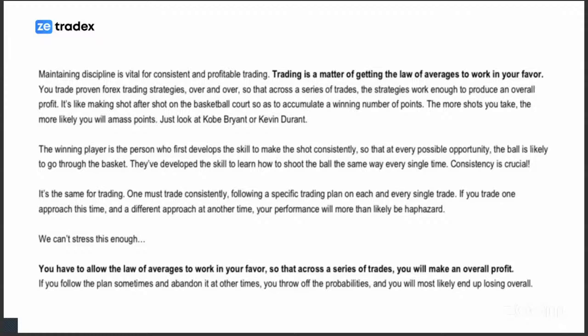Maintaining discipline also is vital for consistent and profitable trading. Now, trading is a matter of getting the law of averages to work in your favor. You trade proven forex trading strategies over and over, so that across a series of trades, the strategies work enough to produce an overall profit. It's like you're making shot after shot on the basketball court so as to accumulate a winning number of points. The more shots you take, the more likely you will amass some points.